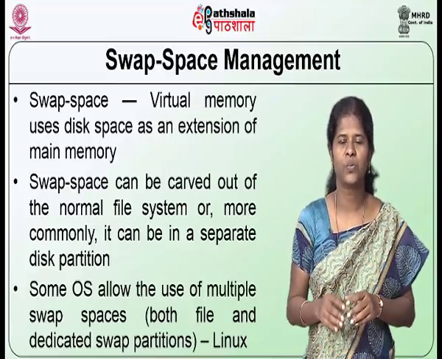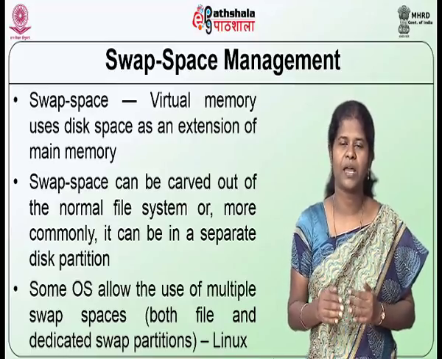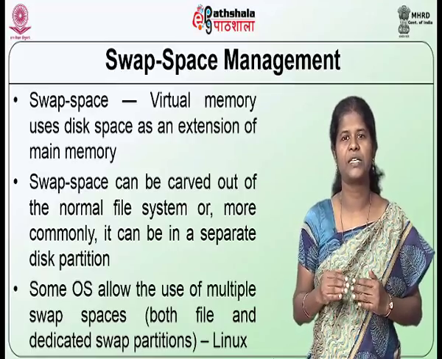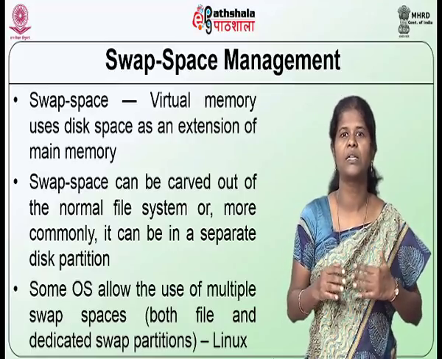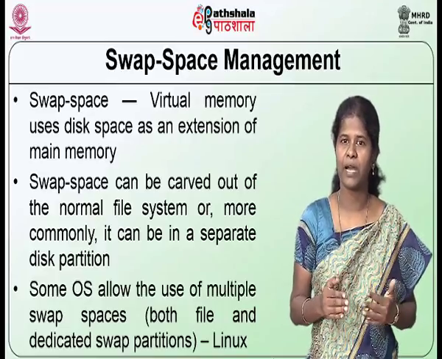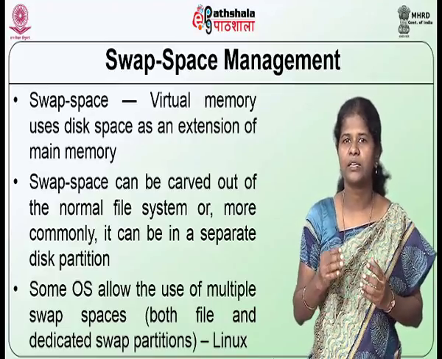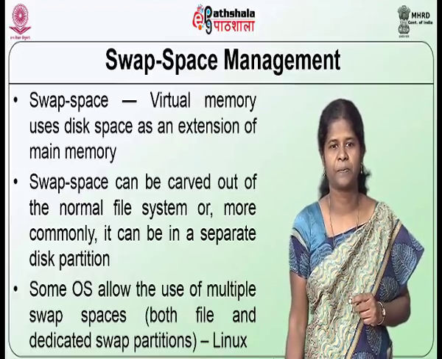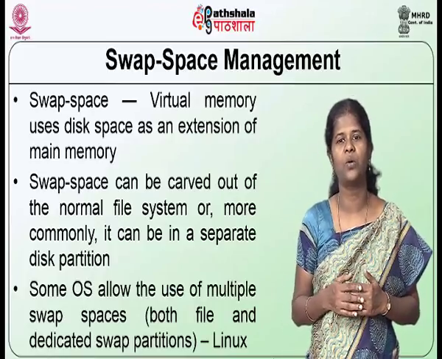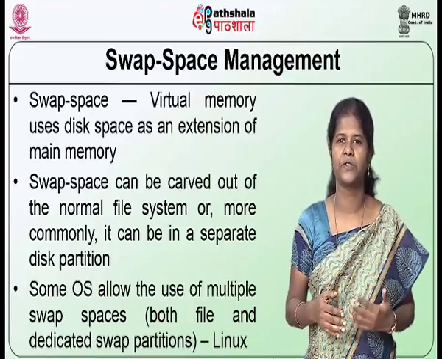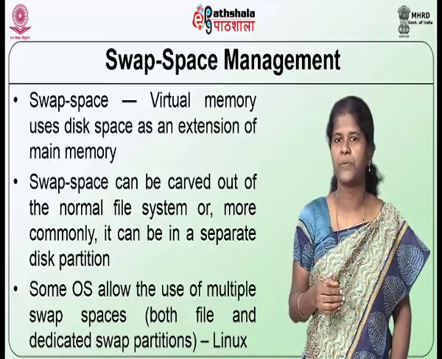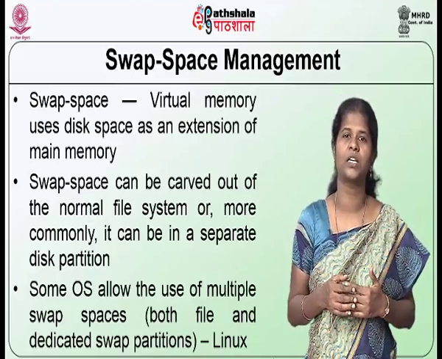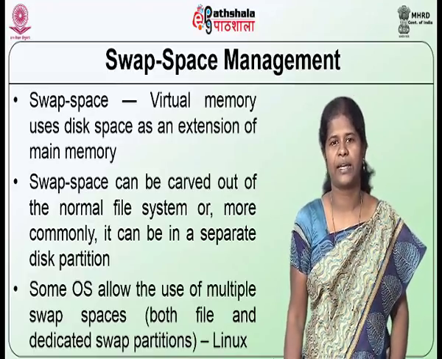And this swap space can be kept as a file as a part of the normal file system, or it can be kept in a separate disk partition. So, even when the disk is formatted or partitioned, the space is allocated for swap space, and it will be kept as a separate partition. Some operating systems allow the use of both types of swap spaces. The swap space can either be a file as a part of the file system, or it can be a dedicated swap partition, as in the case of Linux.